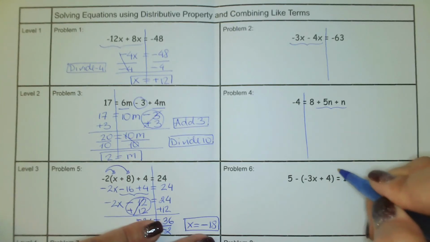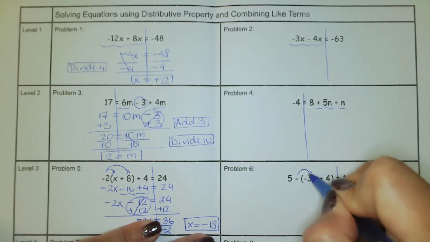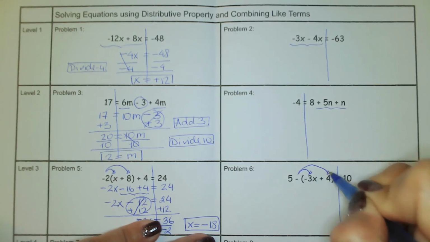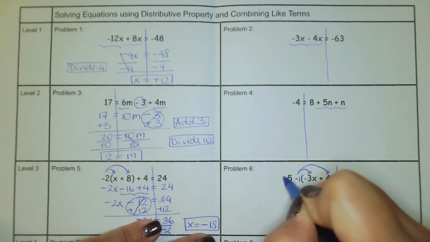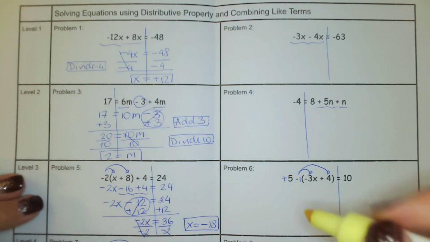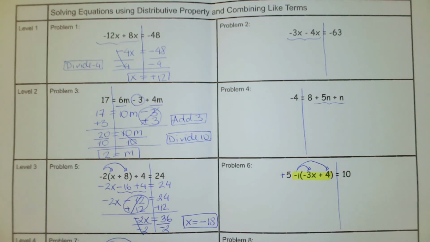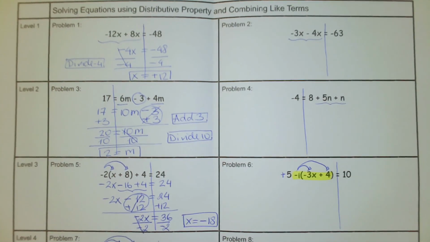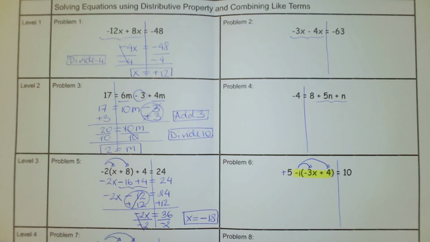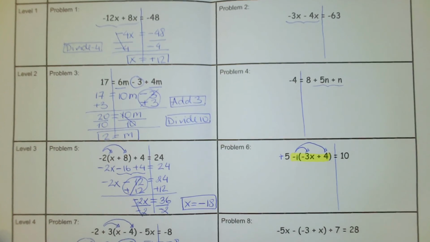On problem number 6, now we have parentheses. So you're going to have to distribute by this negative 1, the hidden coefficient. The 5 is positive, and it has nothing to do with the distribution. But don't forget, if there is no number in front of the parentheses, there is that hidden coefficient, negative 1. So distribute first, then combine the like terms, then use inverse operations to solve.